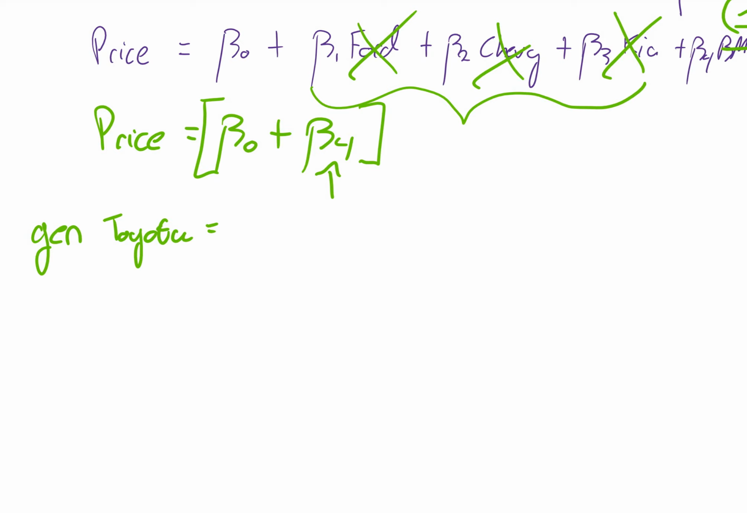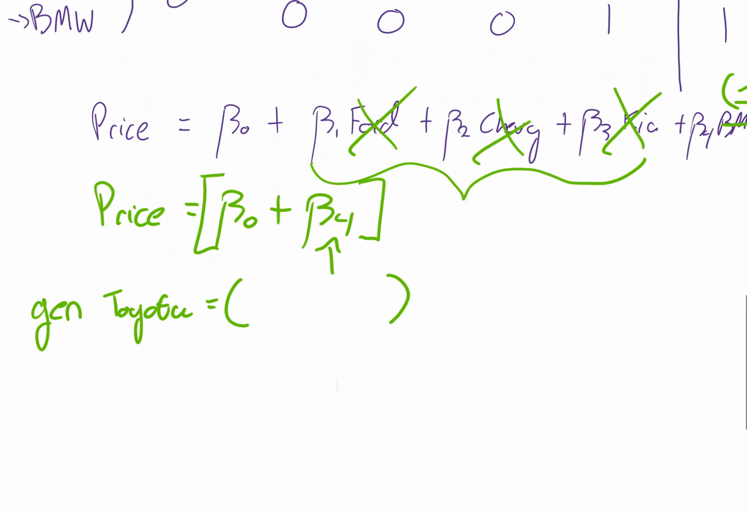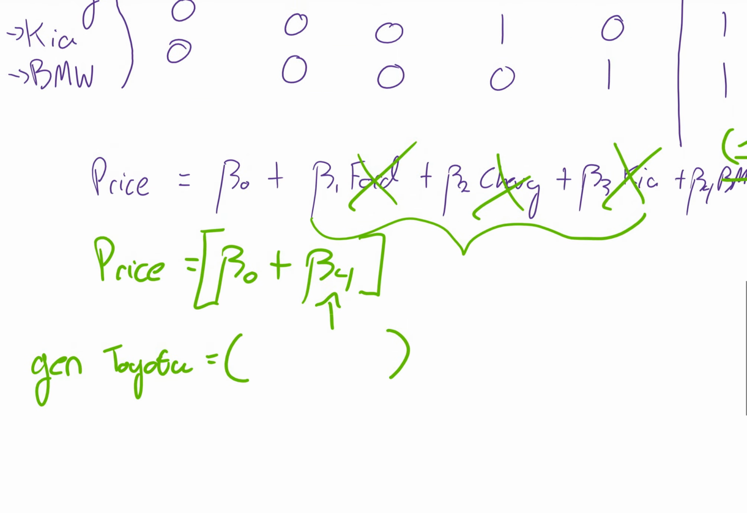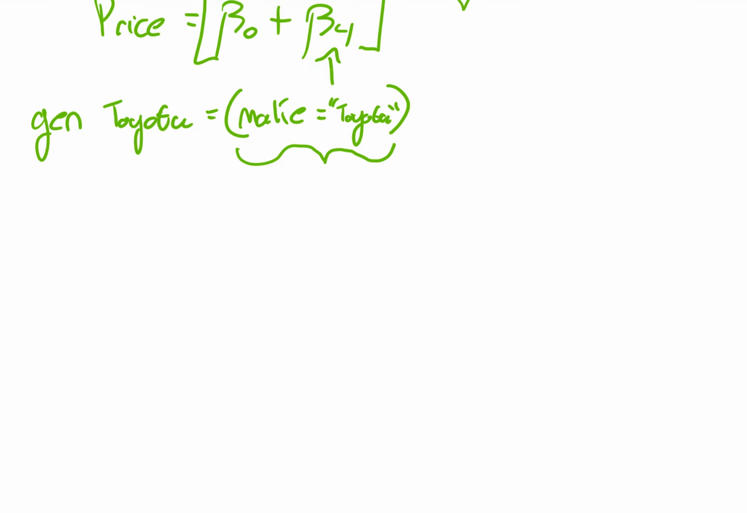Actually, there's an easier way to do this. I could put this in parentheses, like I said, and I could say, well, if make, which is this variable, equals Toyota, I'm going to put this in quotation marks because it's a string. So basically I've made a logical statement within parentheses here. Then this would actually be all I needed to generate a new variable that was Toyota, that was 1 if and only if the make was equal to Toyota.